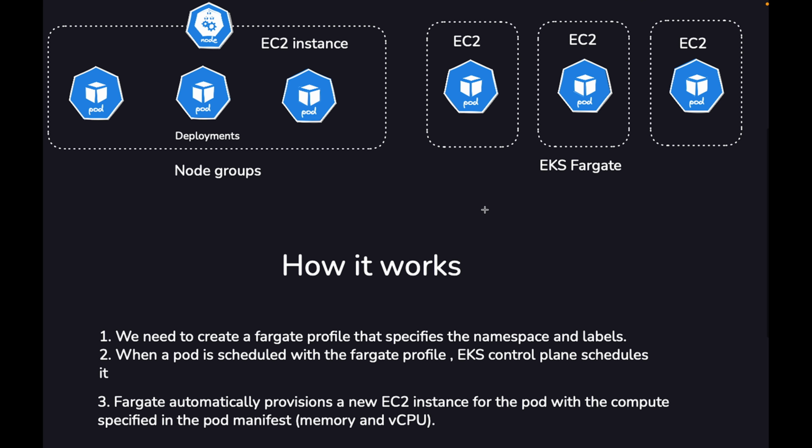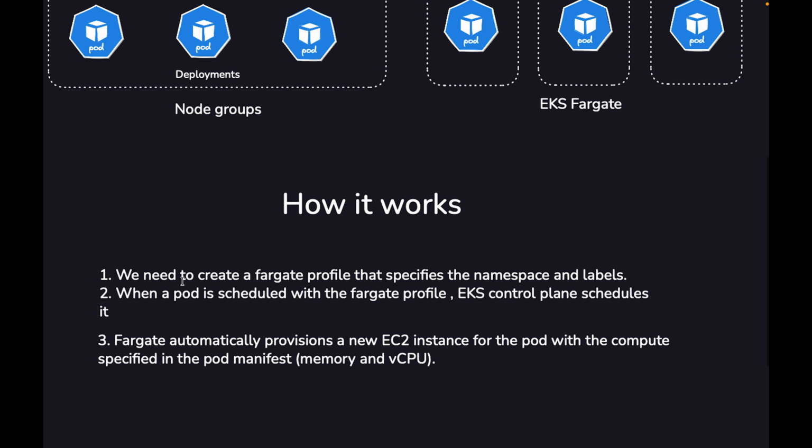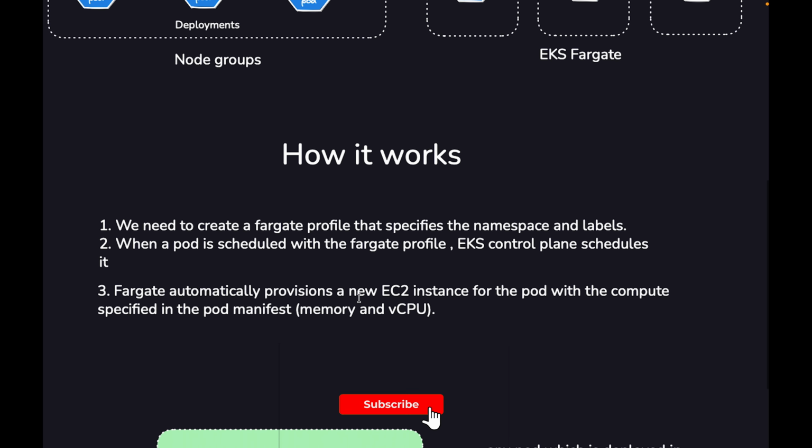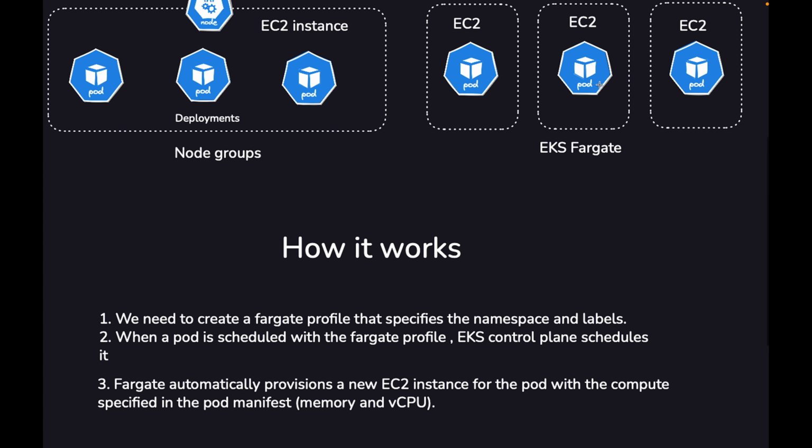So let's see how it works. What we need to do is we just need to create a Fargate profile that specifies the namespace and labels. So what is a Fargate profile? Well, we'll see that in the latter part of the video. It's just a way of telling the EKS cluster what pods we want to run on EKS Fargate. So whenever a pod is scheduled with that Fargate profile that we created here, EKS control plane schedules it, and then Fargate automatically provisions a new EC2 instance for the pod with the compute specified in the pod manifest, just the way we saw it here.